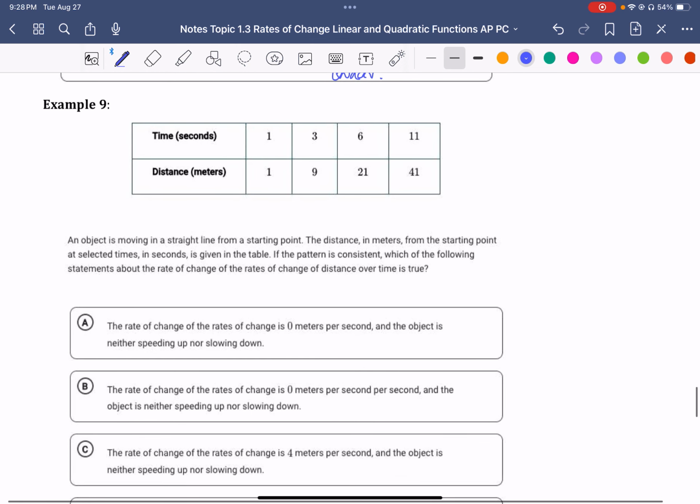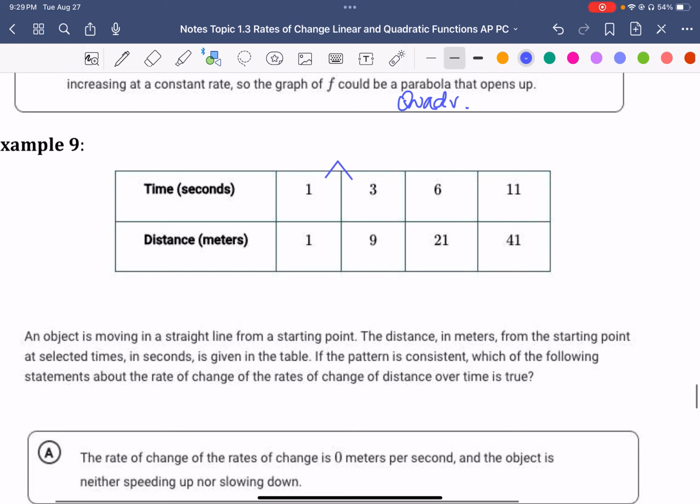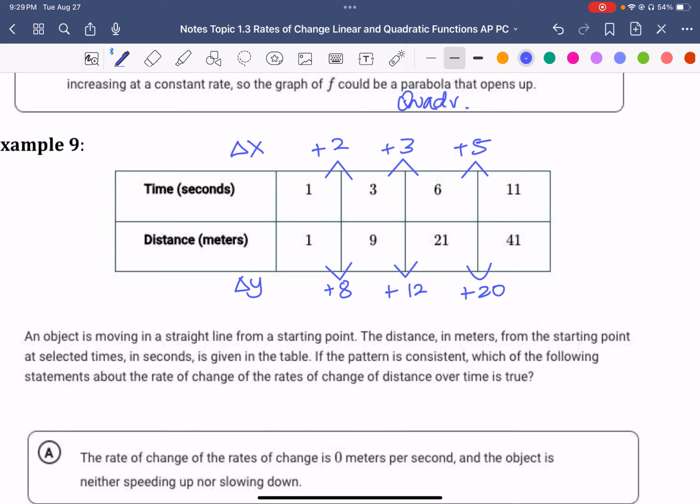For example 9, an object is moving in a straight line from a starting point. The distance in meters from the starting point at selected times in seconds is given in the table. If the pattern is consistent, which of the following statements about the rate of change of the rates of change of distance over time is true? Again, repeat the process. All of the steps are always going to be the same for these types of problems. You're going to find your changes in x and your changes in y. Plus 2, plus 3, plus 5. Over here, plus 8, plus 12, plus 20.